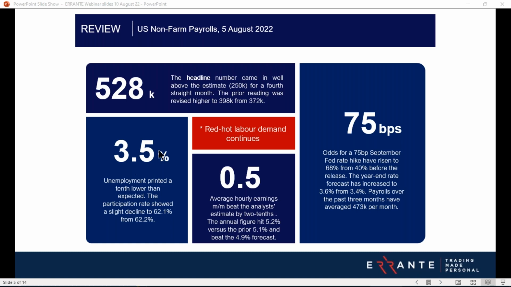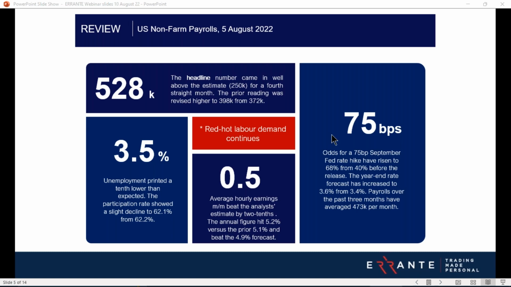And you can see there 3.5% was the unemployment print, lower than the 3.6 expected. I've put in the participation rate there, which actually had a slight decline, so a minor disappointment potentially, but every other figure, wage growth here 0.5%, really beating the 0.3% that was expected quite handsomely, and even the annual figures are now above 5% for wage growth for earnings, against the 4.9% forecast.